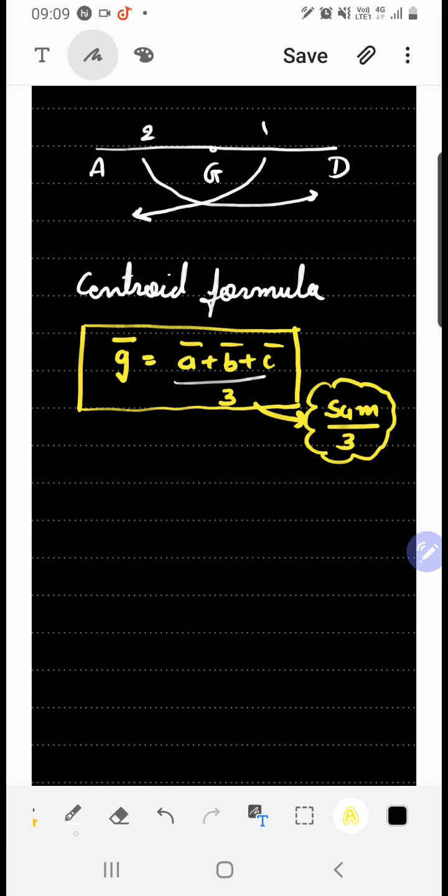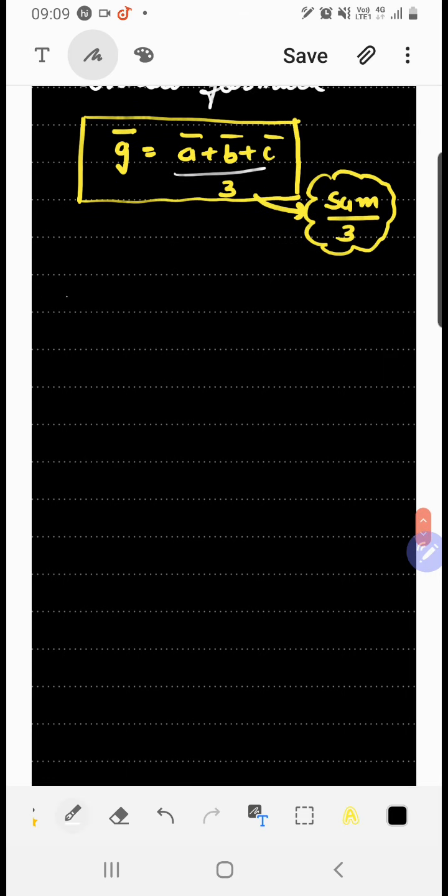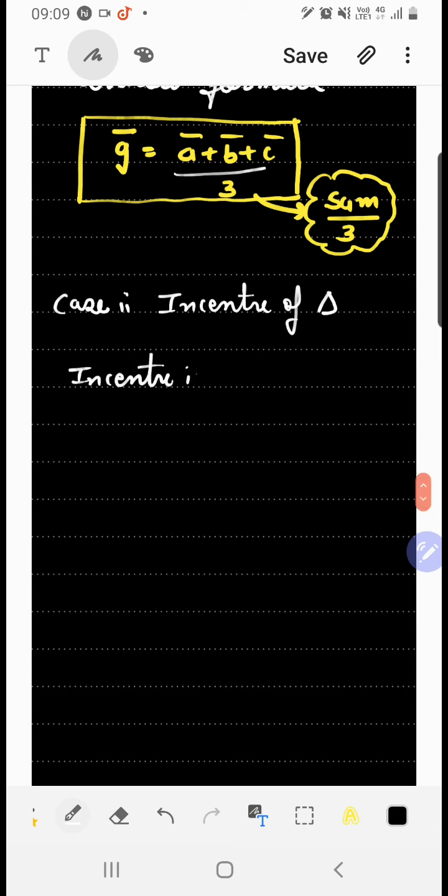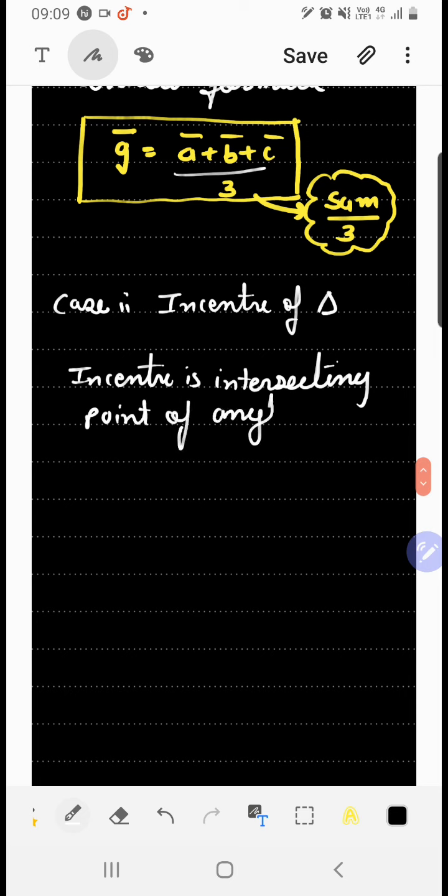Make it very clear, this is the formula we should know for centroid, sum by 3. Now let's take the second case, case number 2, where we discuss the incentre of a triangle. The incentre is the intersecting point of the angle bisectors of the triangle. Here the keyword is angle bisector.